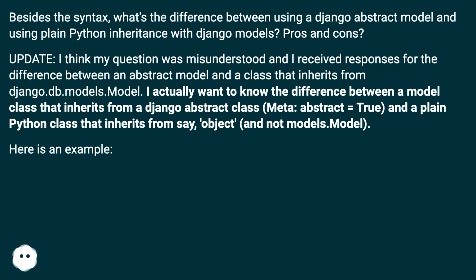I actually want to know the difference between a model class that inherits from a Django abstract class, Meta, abstract equals True, and a plain Python class that inherits from, say, object, and not models.Model. Here is an example.